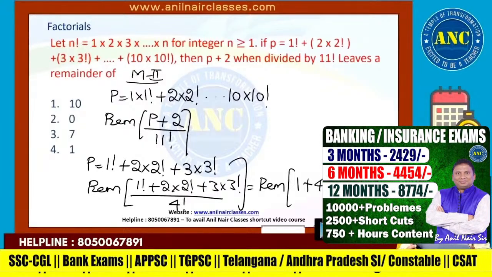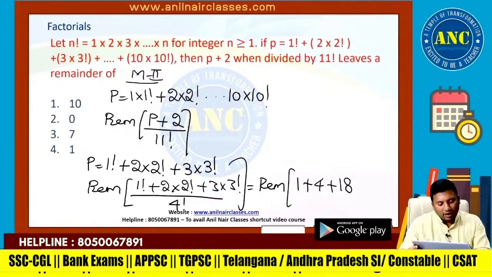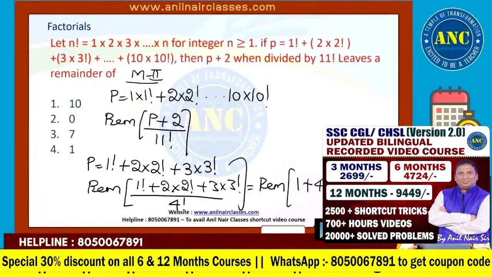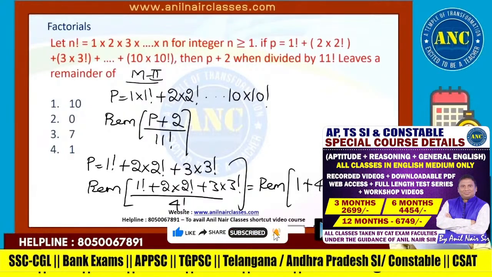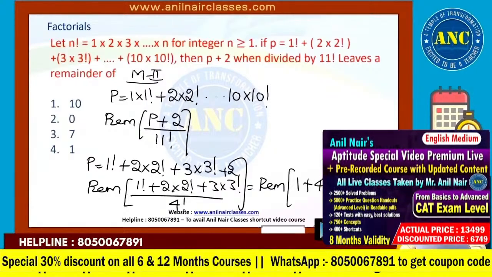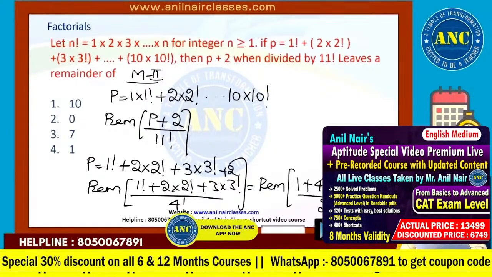1 into 1 factorial, 2 into 2 factorial, 3 into 3 factorial. But here it is plus 2. So the remainder of that sum plus 2, divided by 24.